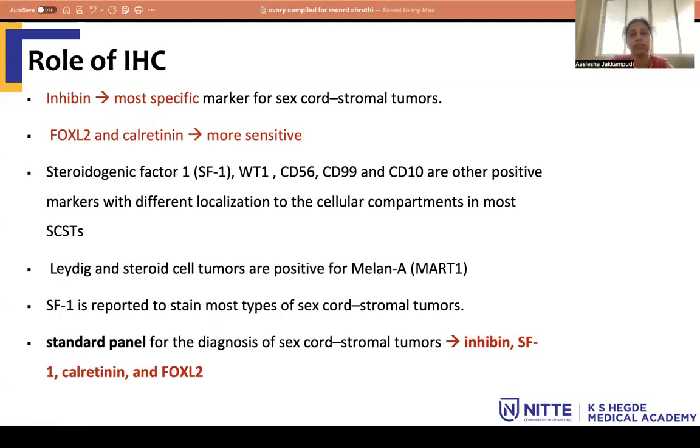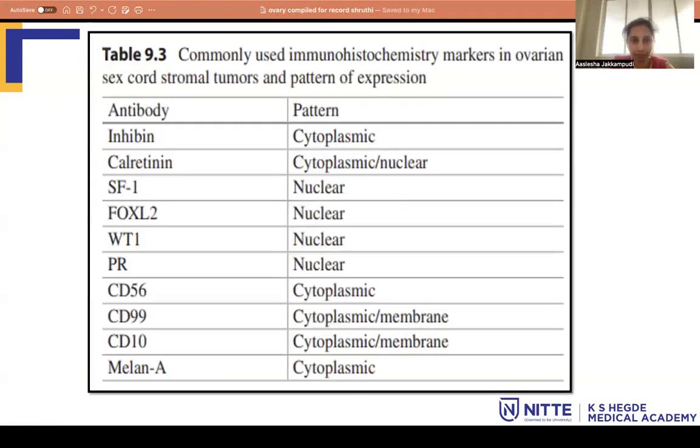Other markers which can be positive in most of the cases are steroidogenic factor, that is SF1, WT1, CD56, CD99, and CD10. Leydig and the steroid cell tumors are positive for melan A also. They are specific for these two tumors. And SF1 is reported to stain most of sex-cord stromal tumor. And standard panel for diagnosis of these set of tumors are inhibin, SF1, calretinine, and FOXL2.